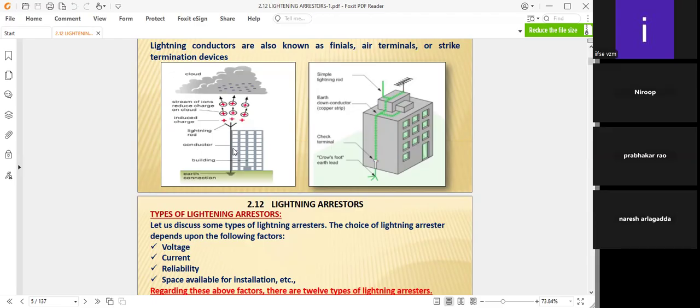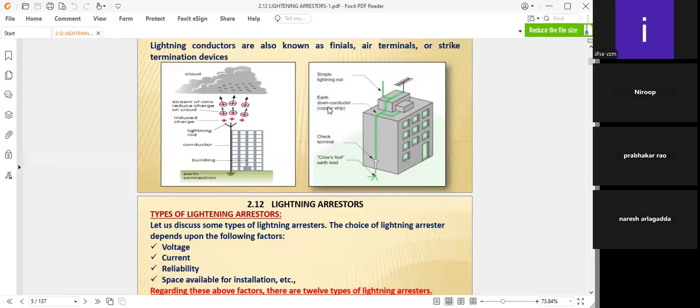The lightning effect goes through the conductor and the building, and the earth connection is there. Now that will be reached to the earth. This is the way of what is called the path being clear. Source, path, receiver. These three things are very important. A simple connection here is a simple lightning rod.